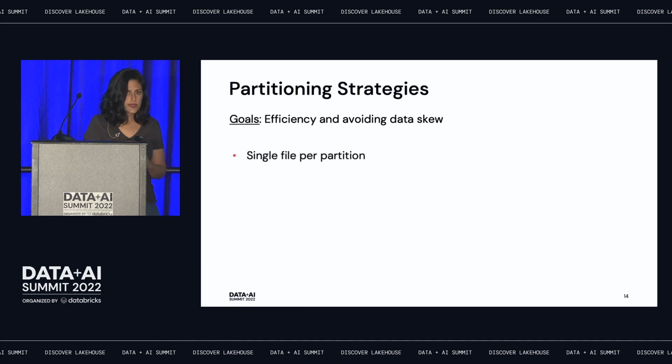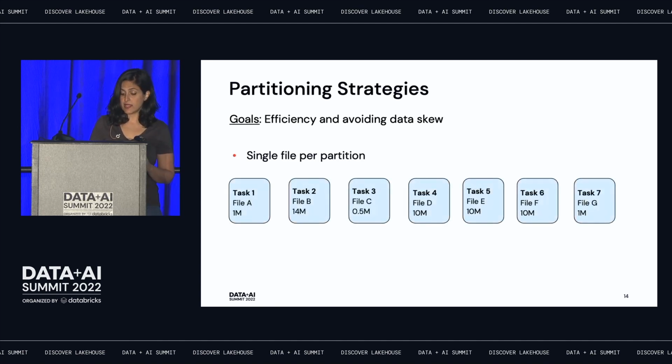The simplest partitioning strategy is to assign a partition to each file. That means that the number of tasks will be the same as the number of files, and that means a high number of tasks.